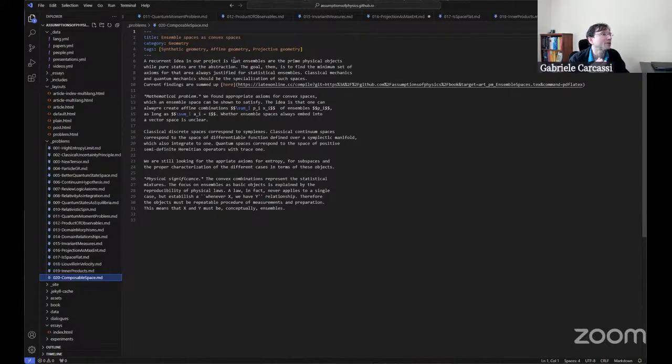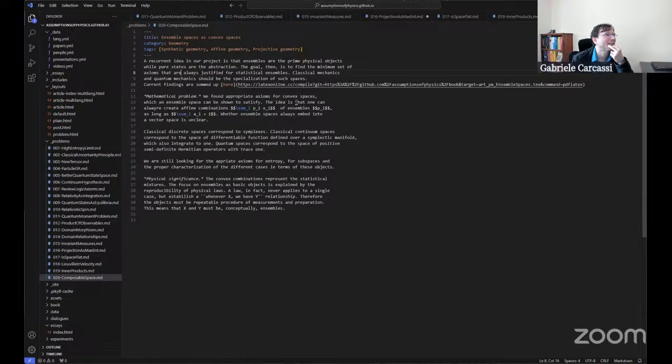A recurrent idea in our project is that ensembles are the prime physical objects, while pure states are abstractions. The goal then is to find the minimum set of axioms for that area, axioms that are always justified for statistical ensembles. Classical mechanics and quantum mechanics should be specializations of such spaces. We found appropriate axioms for convex spaces, which an ensemble space can be shown to satisfy.